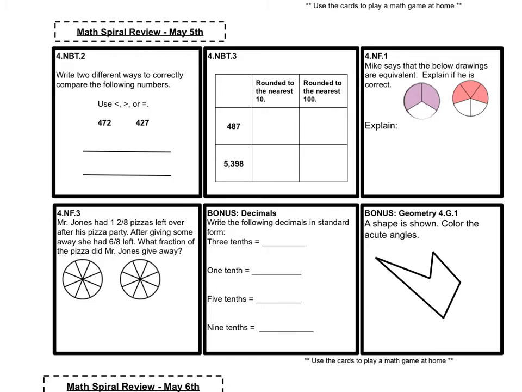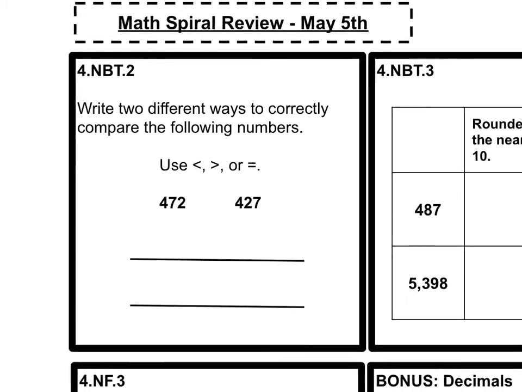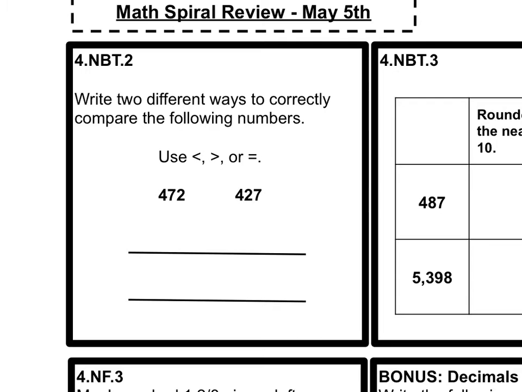So the first problem we're going to do is up here in the corner. Write 2 ways to correctly compare the following numbers using the less than, greater than, or equal to. So basically you don't have a choice. You do have to use these 2 numbers here, and you have to make those sentences true with either this sign, or this sign.